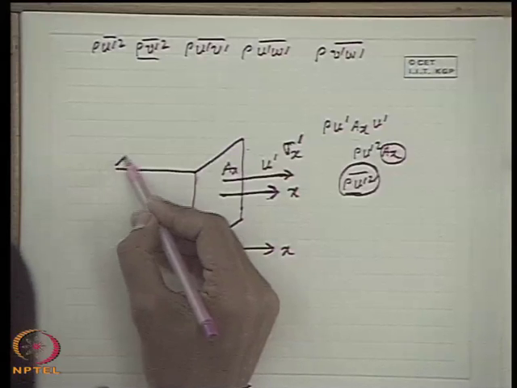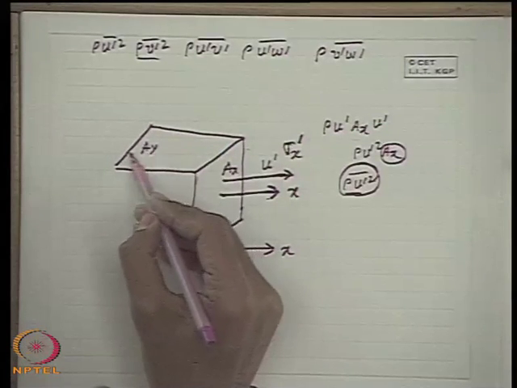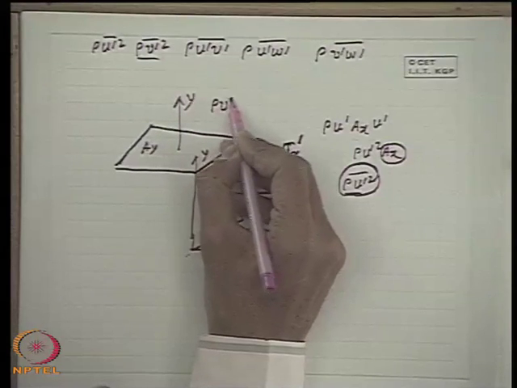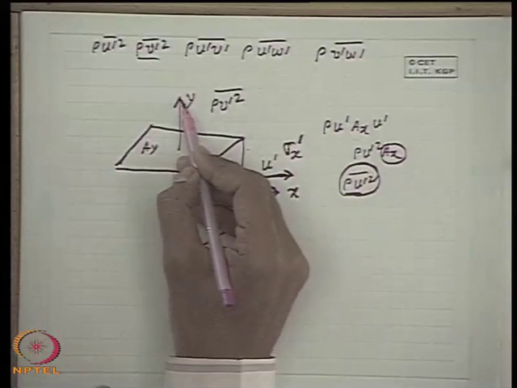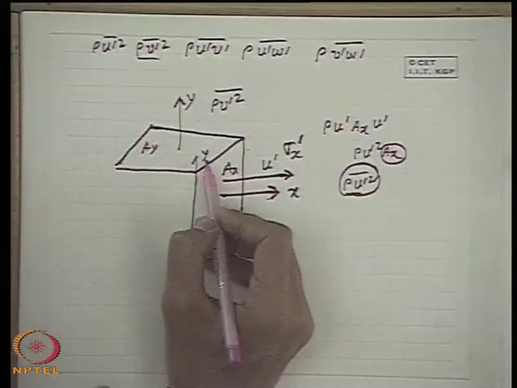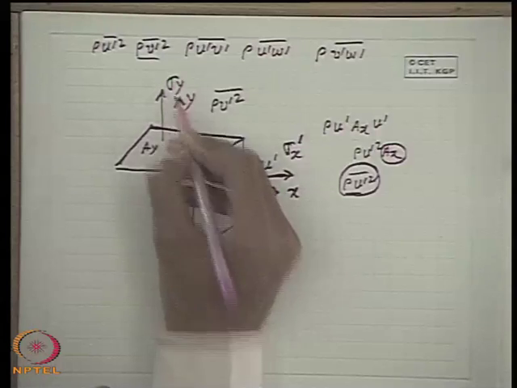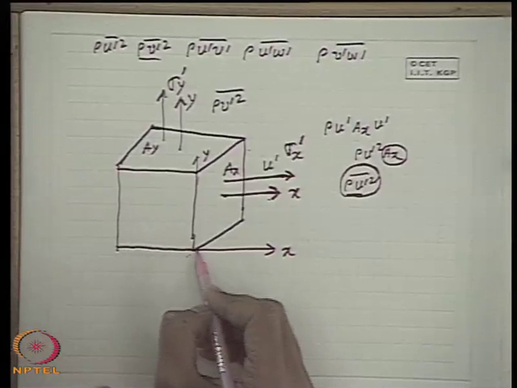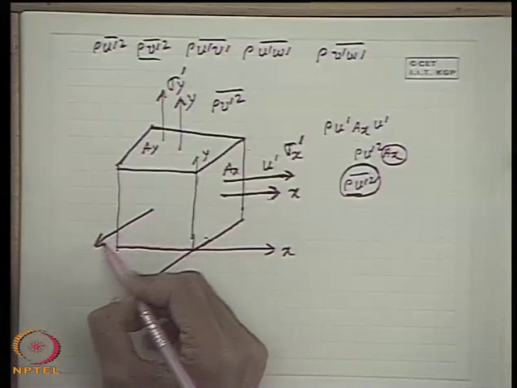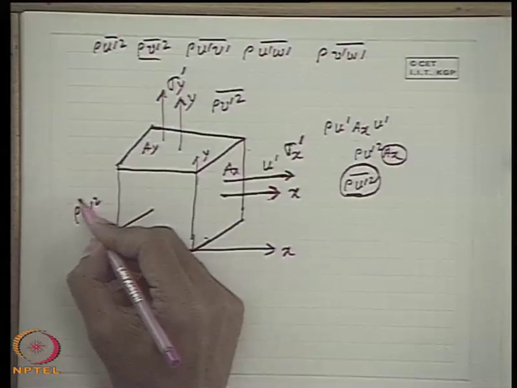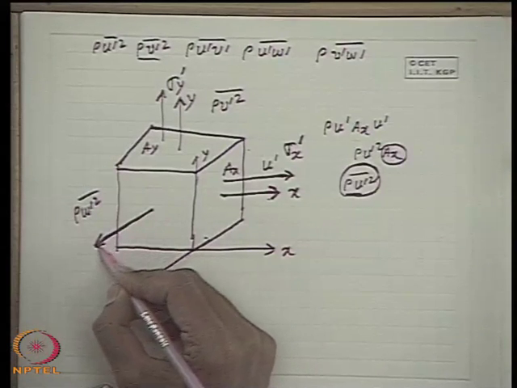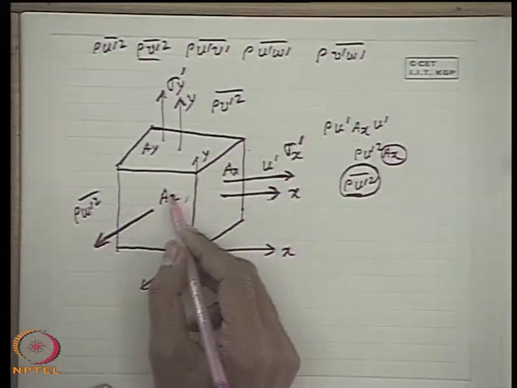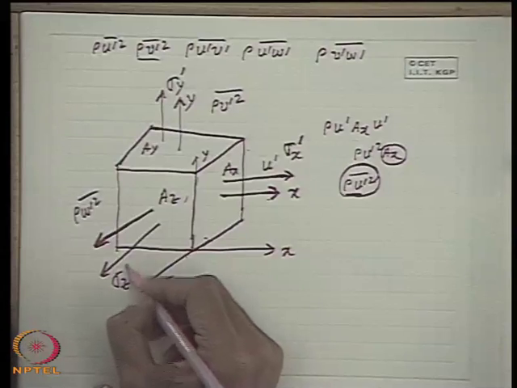Rho v dash square, in a similar way, if we consider a y plane, that means whose normal is in the y direction, rho v dash square average shows the y momentum efflux across this y plane, which is conceived in terms of a normal stress in the y plane, sigma y dash. Similarly, if we consider a z plane, here also the quantity rho w dash square represents the average efflux of the z momentum per unit area across the z plane, and that is conceived in terms of a normal stress sigma z dash.